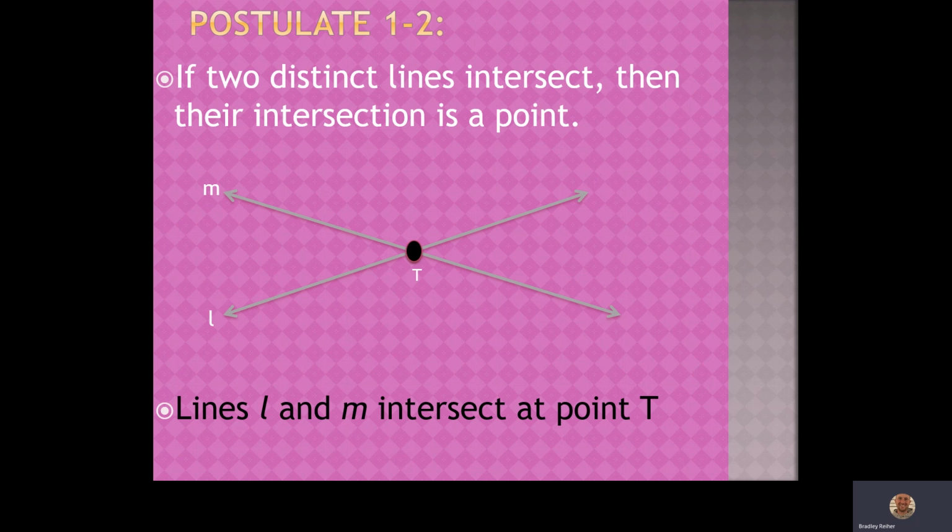Those 2 lines cross each other. Anytime that happens, they cross at a point. Just one point, one location. So it's really easy to see where they cross here. Line L and line M intersect at point T.